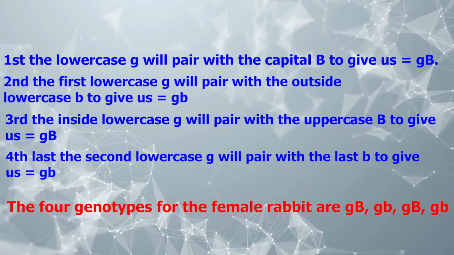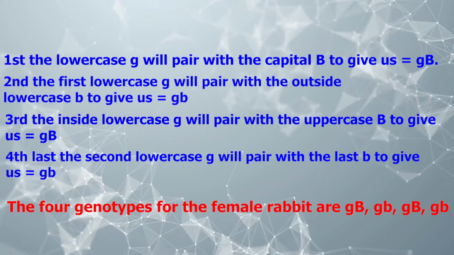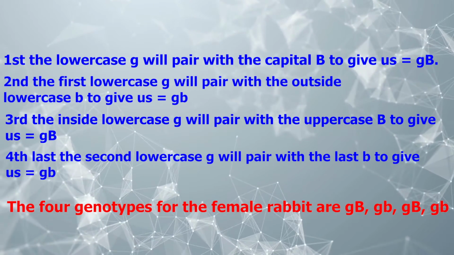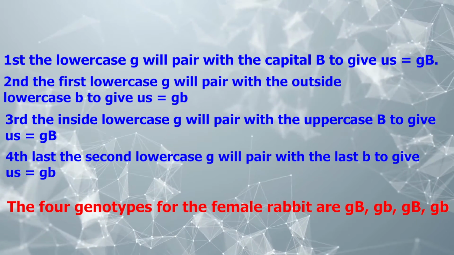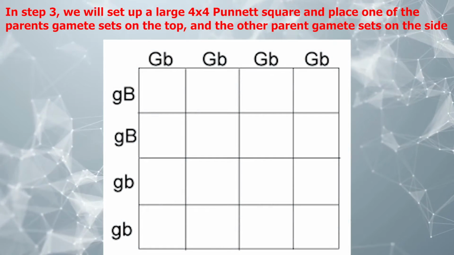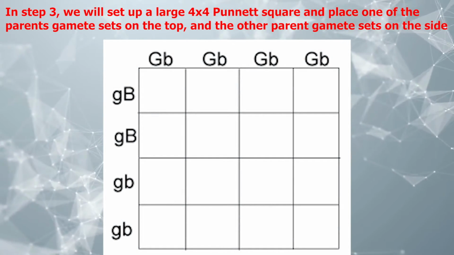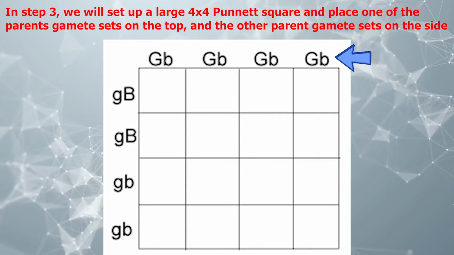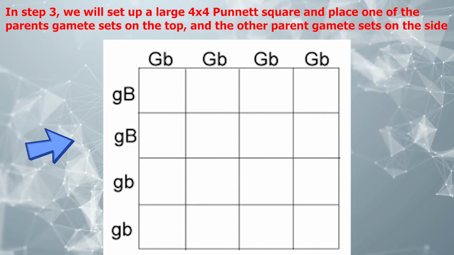The four genotypes for the female rabbit are lowercase g, capital B, lowercase g, lowercase b, lowercase g, capital B, and lowercase g, lowercase b. In step 3, we will set up a large 4x4 Punnett square and place one of the parent's gamete sets on the top and the other parent's gamete sets on the side like so.